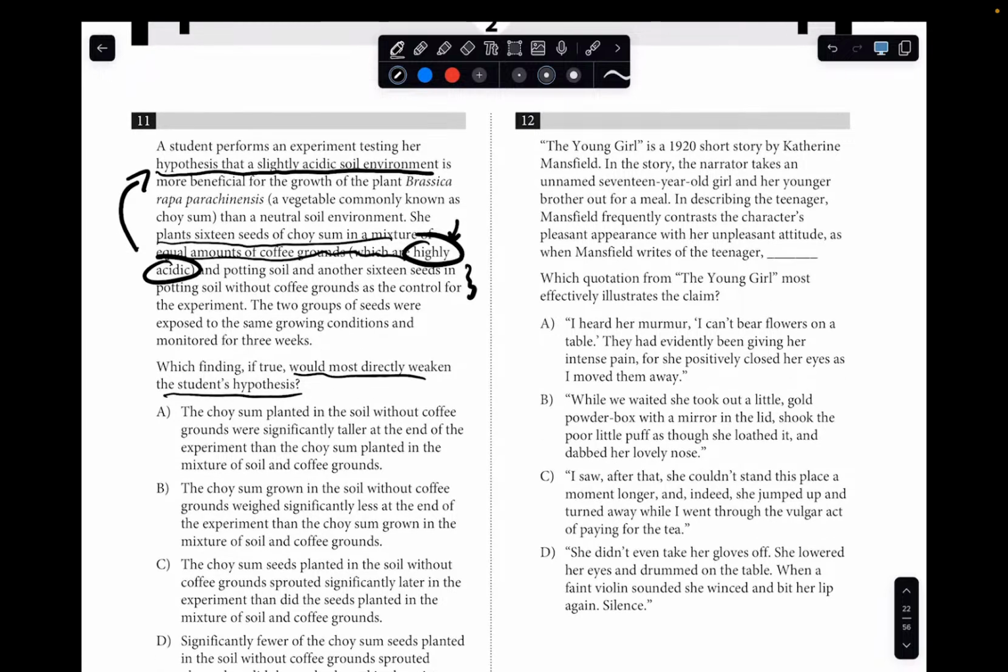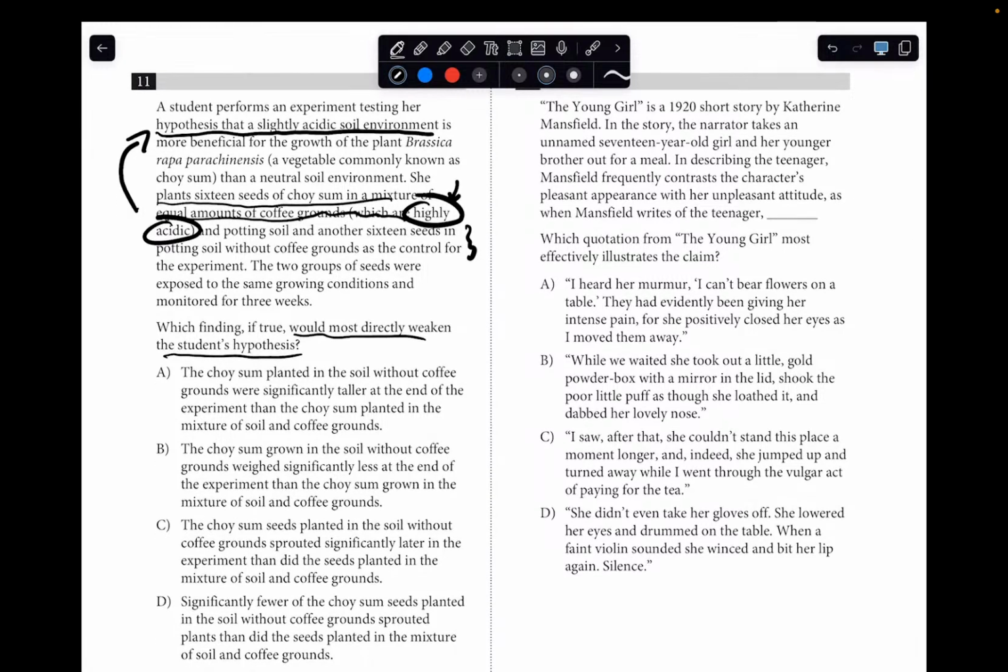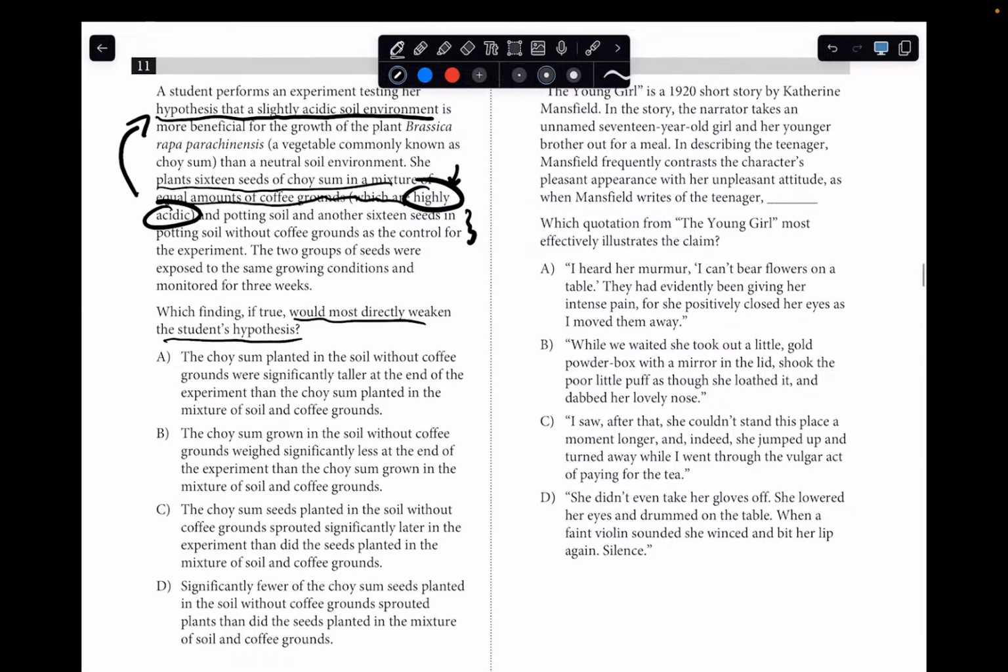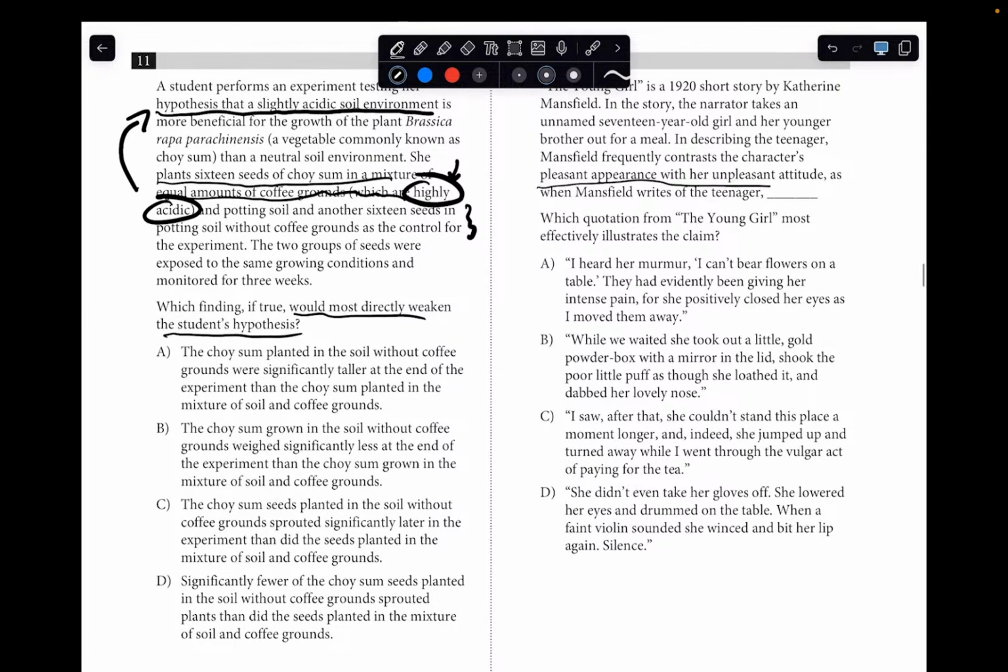12. The Young Girl is a 1920 short story by Katherine Mansfield. In the story, the narrator takes an unnamed 17-year-old girl and her younger brother out for a meal. In describing the teenager, Mansfield frequently contrasts the girl's pleasant appearance with her unpleasant attitude. When Mansfield writes of the teenager, so I need two things in the correct choice. I need a description of her appearance, and I need a description of her unpleasant attitude.